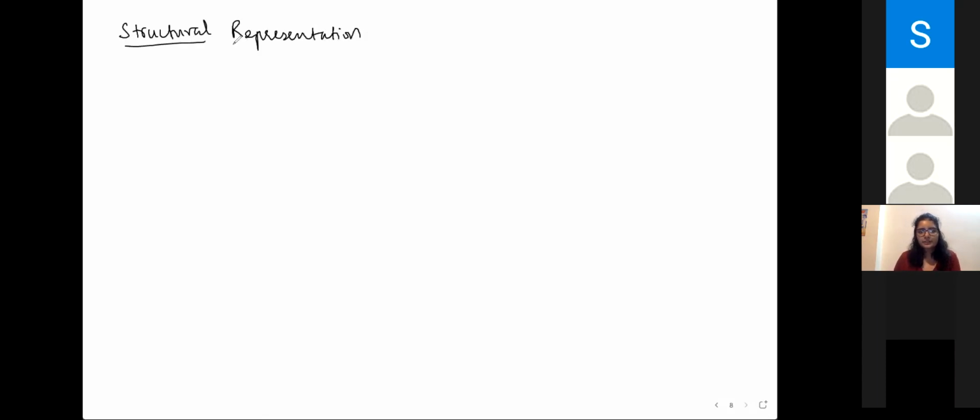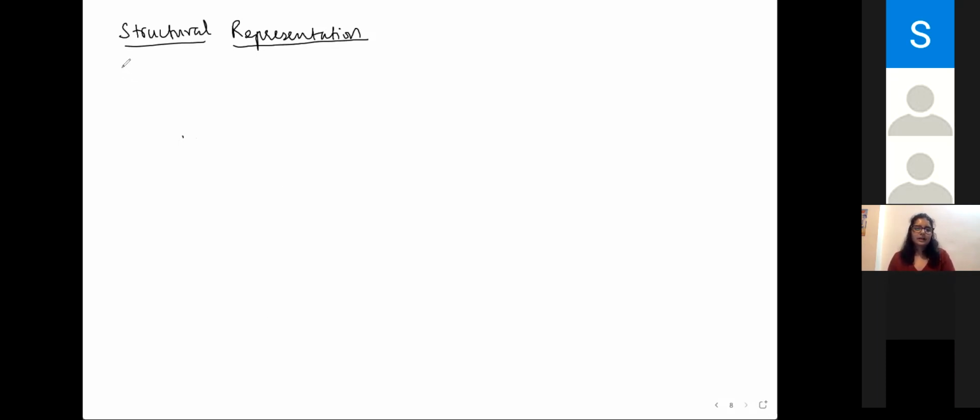So structural representation is purely like, how do you represent organic compounds on paper? This is what we'll be talking about. So you won't get questions based on this. It'll automatically be there in the questions and you need to learn how to identify it.